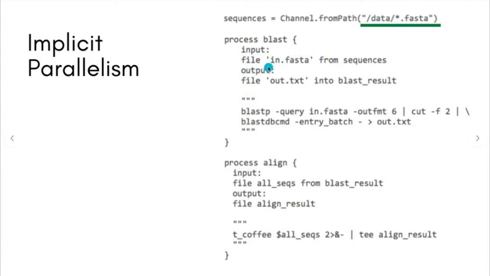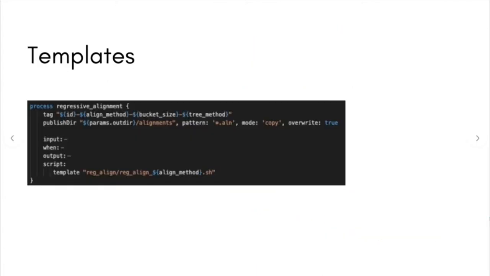And as quick as it finishes, it will start the second one. When we have one output already from the file 1.fasta, it will call this align on this file 1.fasta. Meanwhile, the others are still running on the blast. And when it finishes, it will just go through the align process.